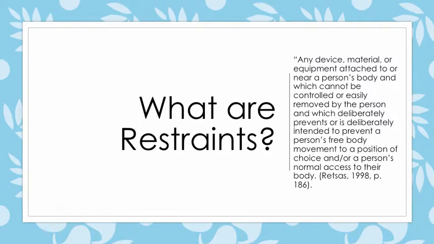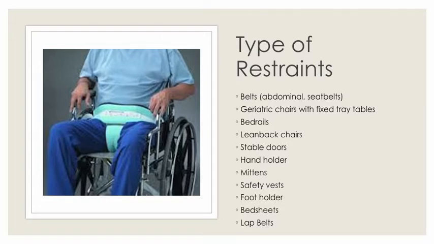What are restraints? A restraint is any device that is attached to someone's body and can't easily be removed. The device is intended to prevent the person from freely moving or changing positions. There are many types of restraints. Usually wrist restraints or hand mittens come to mind, but a restraint is anything that prevents movement. So things like the bed rail or bed sheets can be considered restraints.